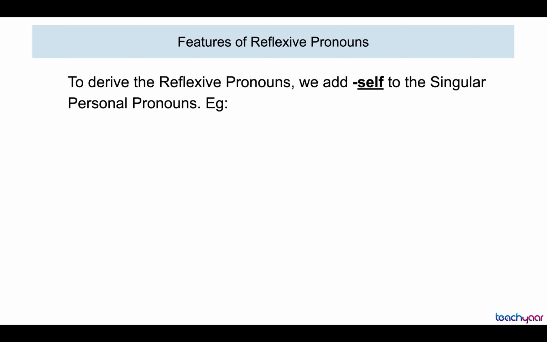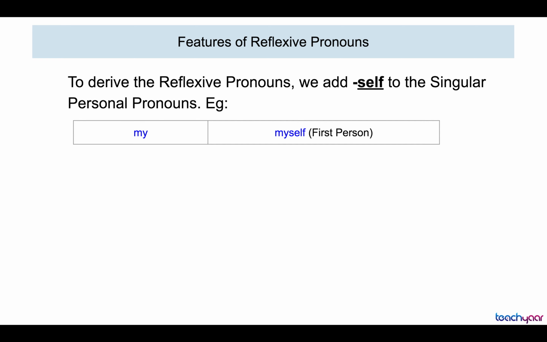Now, how do we derive the reflexive pronouns? It's a very simple thing. We add self, that means self, to the singular personal pronouns. Let us work them out. My. My is a personal pronoun. It is singular in number. So, what do we do? To create the reflexive pronoun, we add self to my. So it becomes myself. So both my and myself are in the first person.